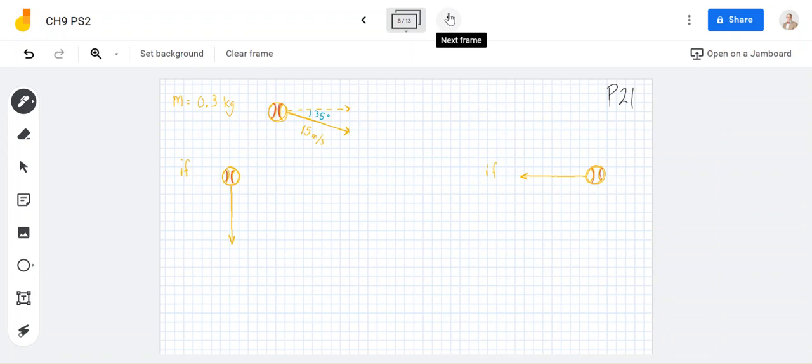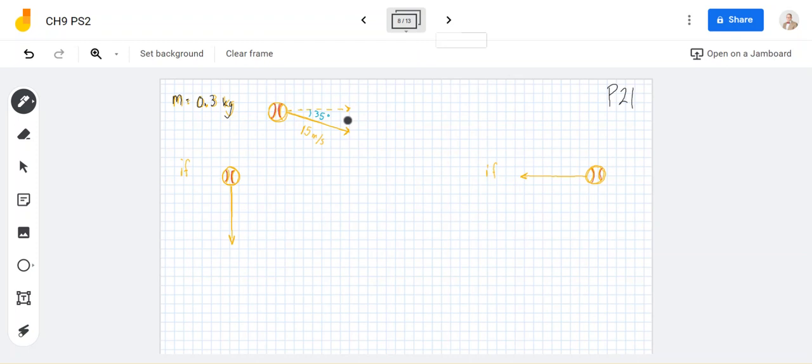Look at problem 21. Actually, problem 21 is pretty complicated, so let's start reading what it says. So 21 says that a 0.3 kilogram softball, that's going to be important later, has a velocity of 15 meters per second at an angle of 35 degrees below the horizontal. So this is the 15 meters per second at an angle of 35 degrees below the horizontal, just before making contact with the bat.